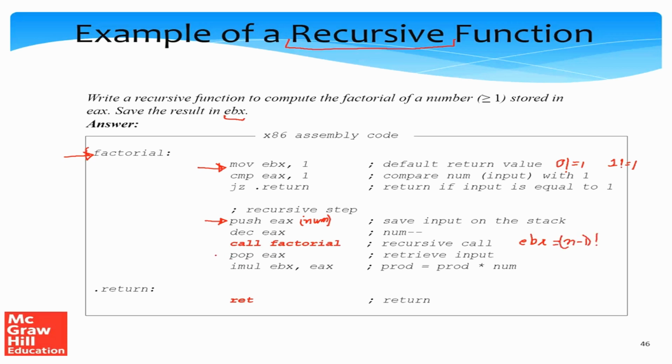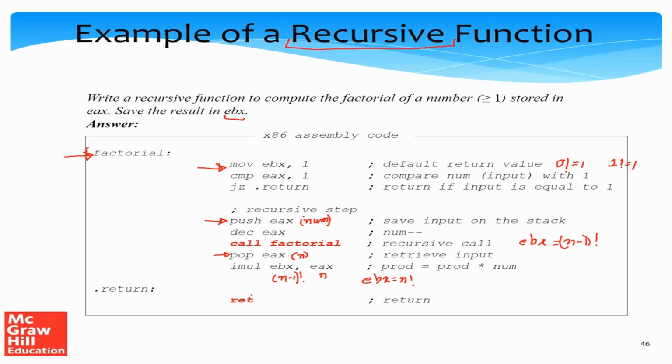We pop EAX, so read it back from the stack, and we multiply. So what does EAX contain at this point? EAX contains the number n. And what does EBX contain? EBX contains n minus 1 factorial. So we multiply n minus 1 factorial times n. So EBX will now contain n factorial, right? A regular multiply instruction, and then we return.